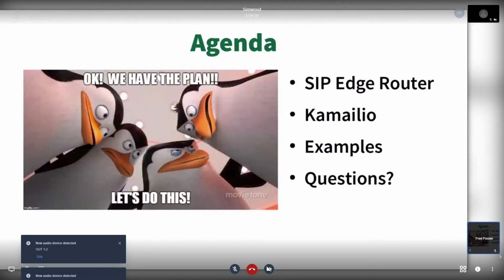What we're going to go over today is what is a SIP edge router. So we'll discuss what that is. We'll briefly discuss what is Kamailio, because I know that Daniel came before me, and he's very intimidating to follow. And then we'll talk about some examples as to how Kamailio can help you in how you utilize Simwood. And then I've left a decent amount of time for questions.